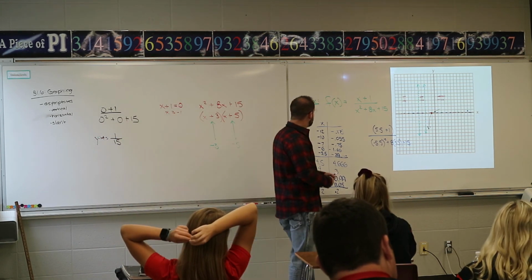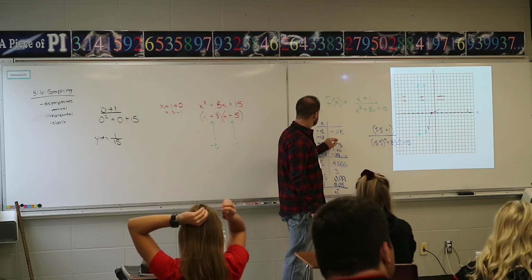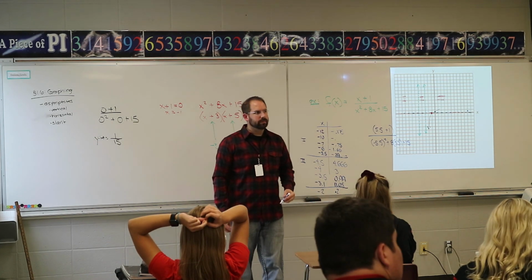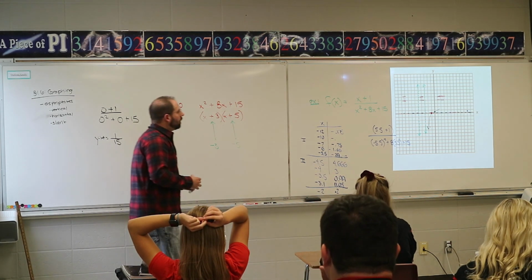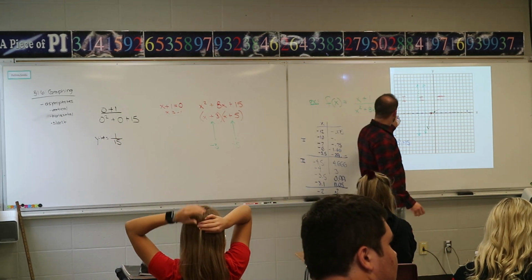Mine's 0.26, not negative though. It has to be negative. How? Because it can't cross the x-axis again. Negative 10 squared is 100.